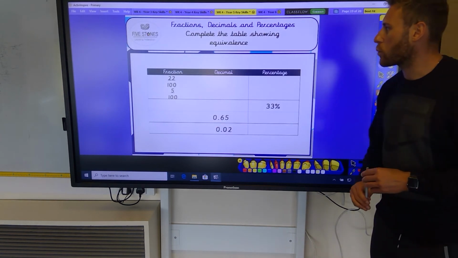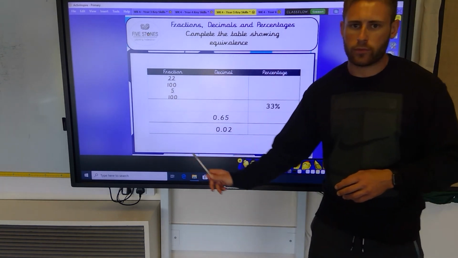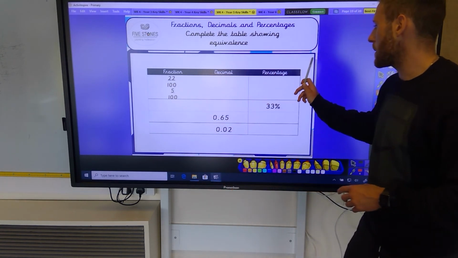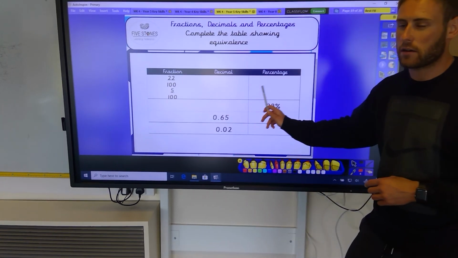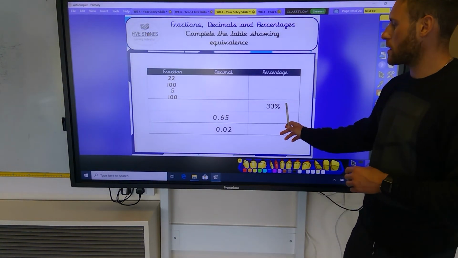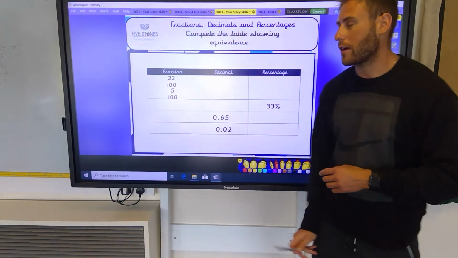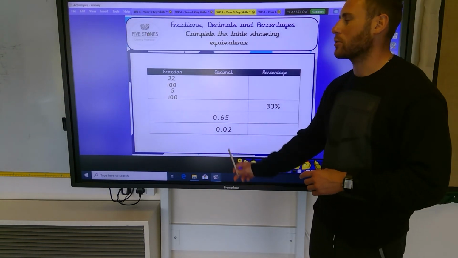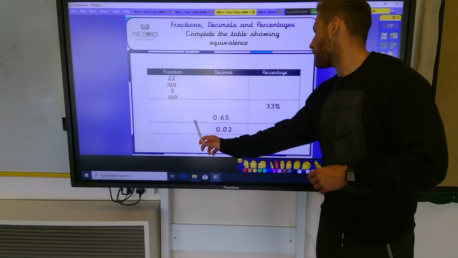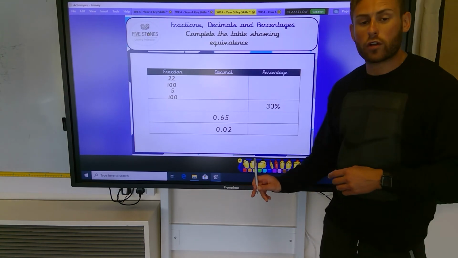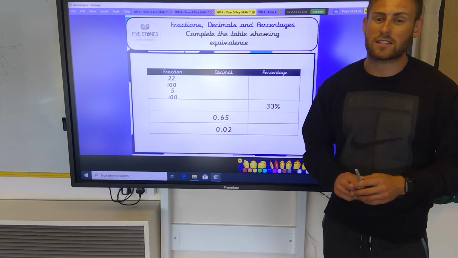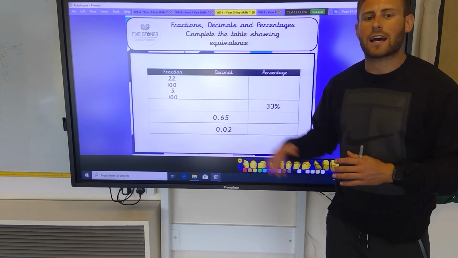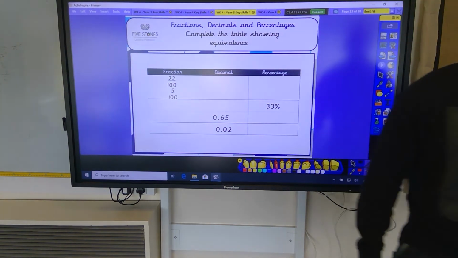To finish us off, we have a grid of fractions, decimals, and percentages. At times you've been given the fraction and need to figure out the decimal and percentage. At times you're given the percentage and need to figure out the decimal and the fraction. And other times you've been given the decimal and need to find out the fraction and the percentage. For now, you just need to write the fraction out of 100. If you think you can simplify it at the end, that's a challenge for you. Off you go.